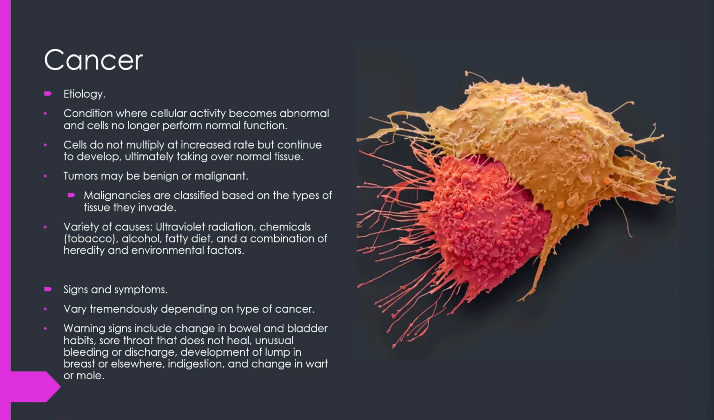Cancer. This is a condition where cellular activity becomes abnormal and cells no longer perform normal function. Cells multiply at increased rates, and continue to develop, ultimately taking over normal tissue. Tumors may be benign or malignant. Malignancies are classified based on the types of tissues they invade. There are a variety of causes of cancer, including ultraviolet radiation, chemicals such as tobacco and alcohol, fatty diets, and a combination of hereditary and environmental factors.